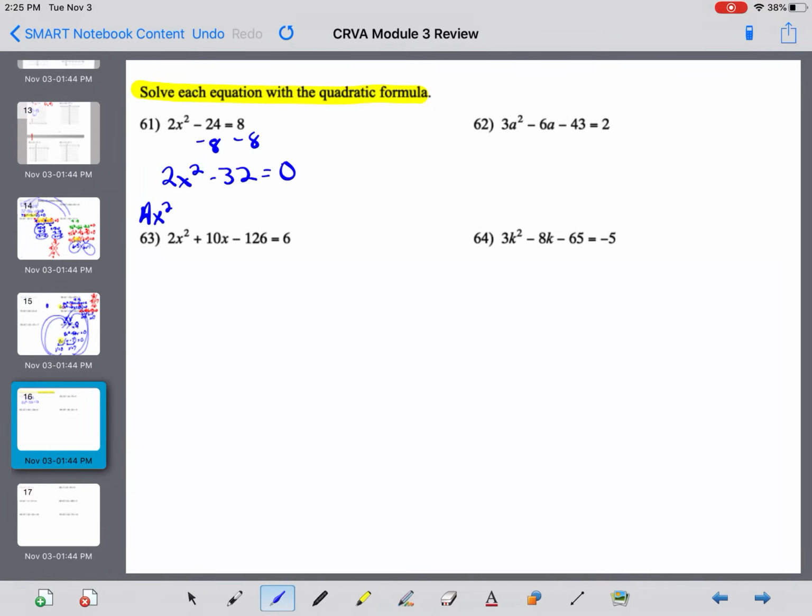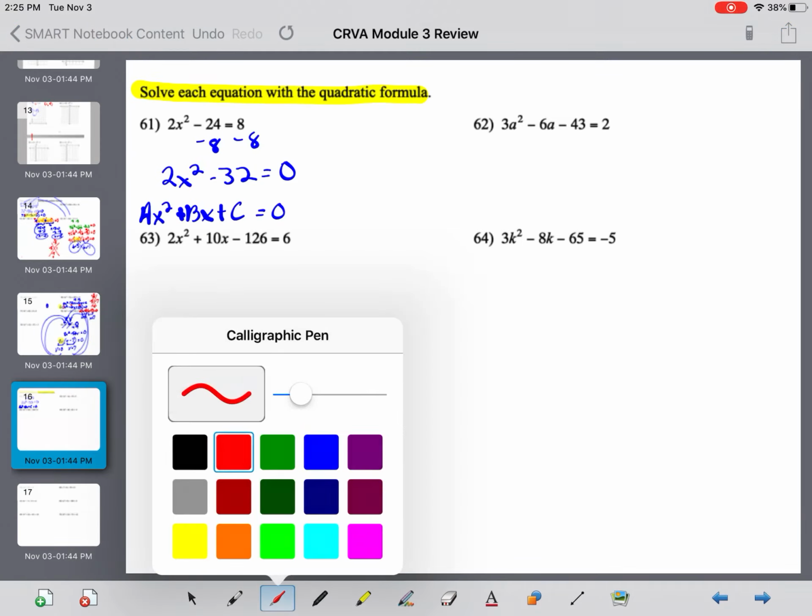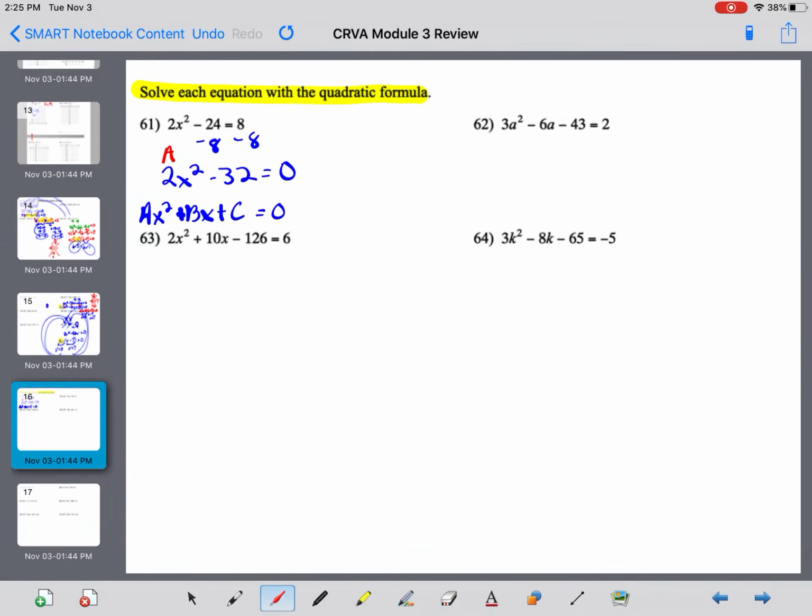And so now, remember, your template is ax squared plus bx plus c equals 0. So we have it set equal to 0. The 2 is your a value. The c value is negative 32. There is no b because there is no x term. So that's the opposite of b, plus or minus the square root of b squared minus 4 times a times c, all over 2 times a.